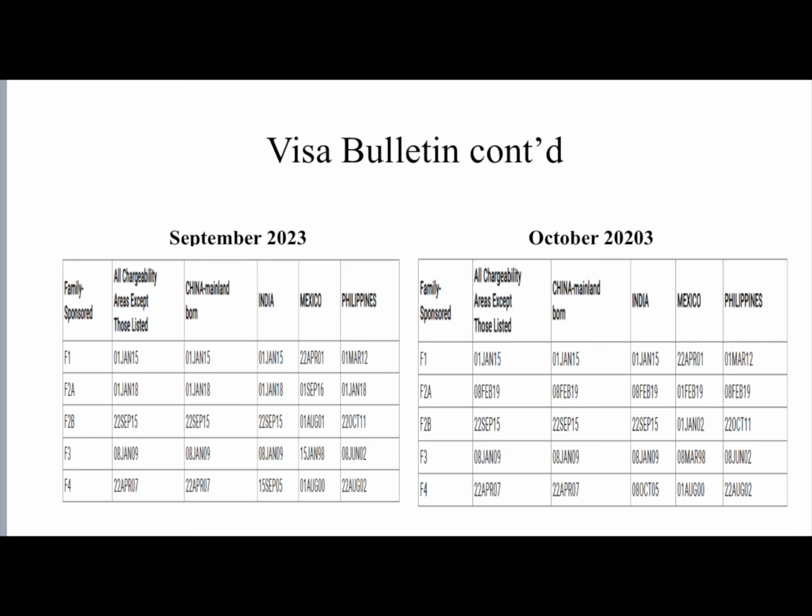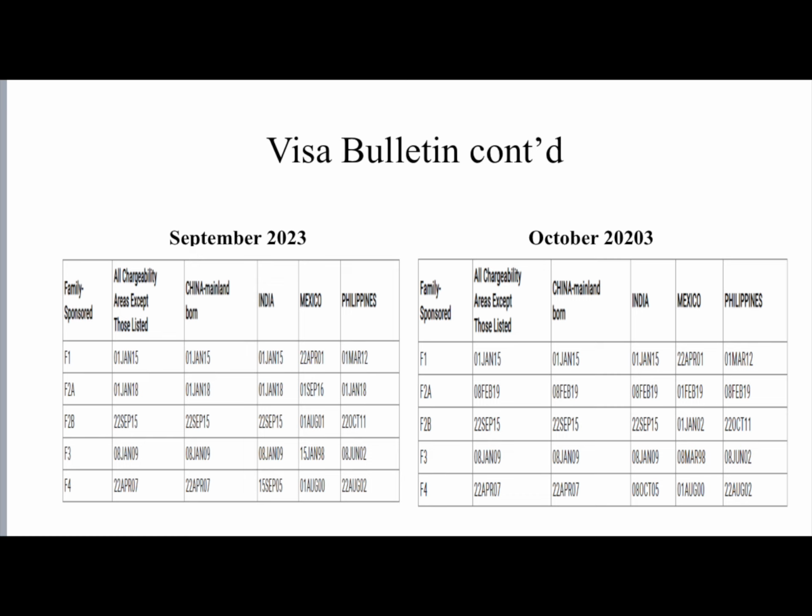So let's head on over to October 2023. F1 saw no changes. F2A had some movement again, moving from the 1st of January 2018 to the 8th of February 2019. So my bad, that's not a month, that's a year. So it had a forward movement by a year and a month, right? That sounds about right. F2B, F3, and F4 saw no changes.